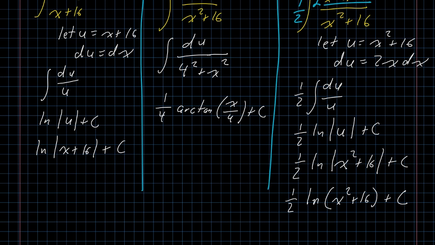Well, why? I can put any number I want for x, positive, negative, or 0. When I square it, I'm going to get a positive number. If I have a positive number and I add 16 to that, I'm going to have an even bigger positive number. The absolute value of a positive number is the number you started with. So the absolute value bars aren't doing anything here.